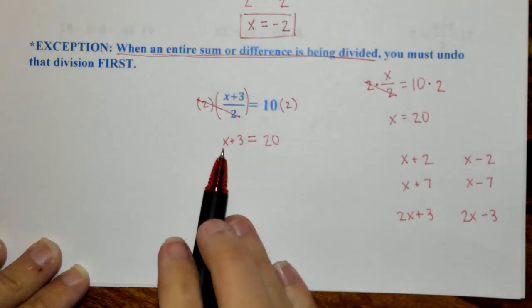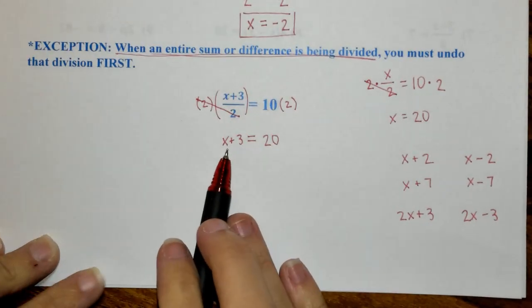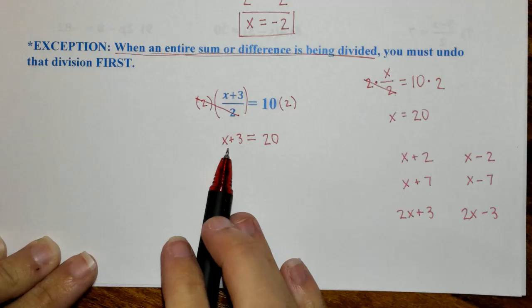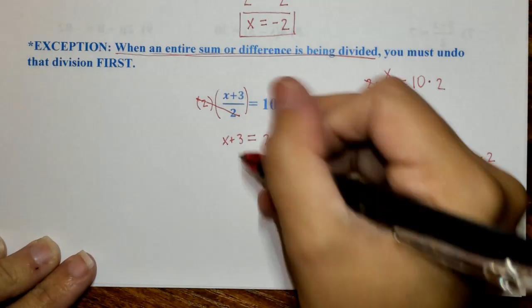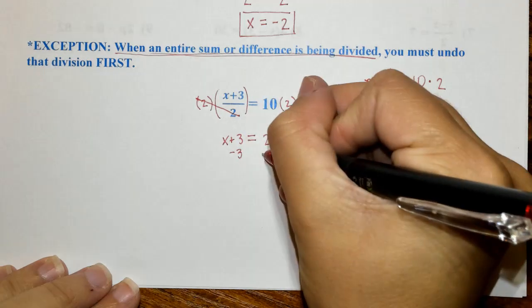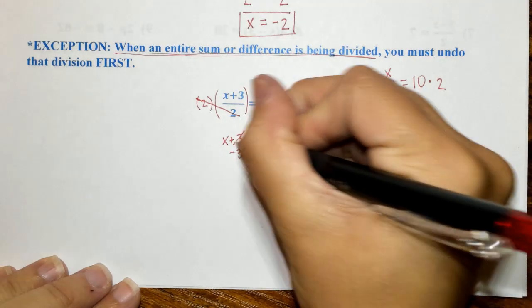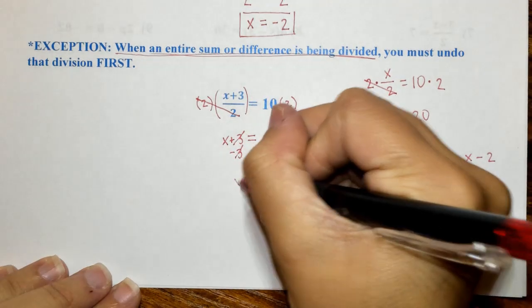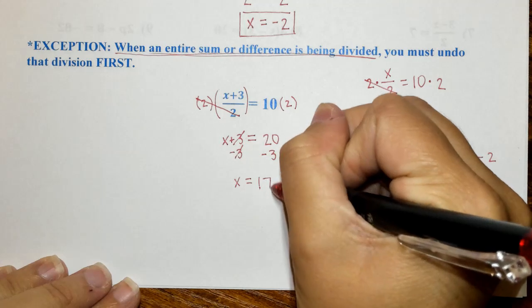And then the last step, okay, 3 is being added to x, so I move all the variable terms to one side. It's already here. So I move the constants to the other side to get rid of a plus 3. I subtract by 3. And what I do to one side, I do to both sides. And this is going to be x equals 17.